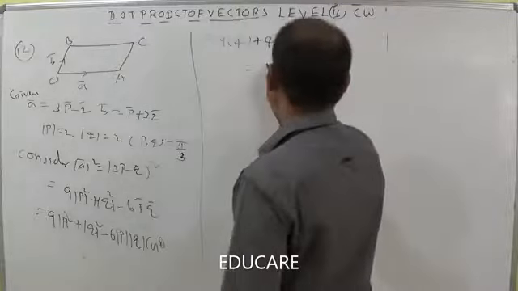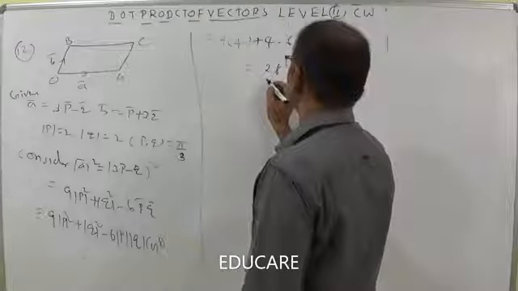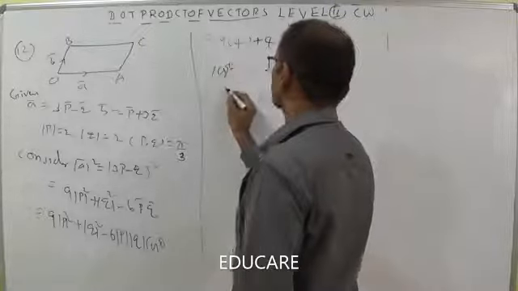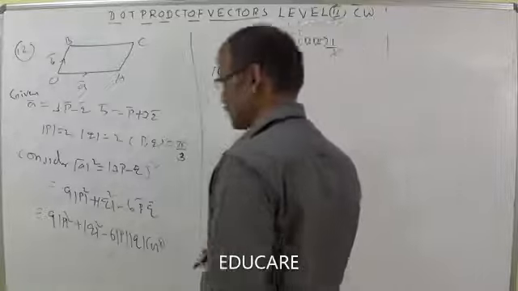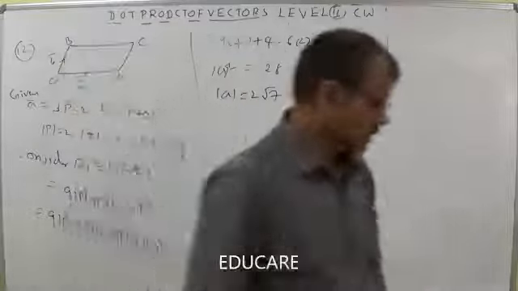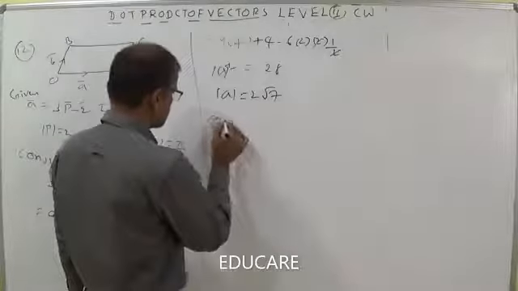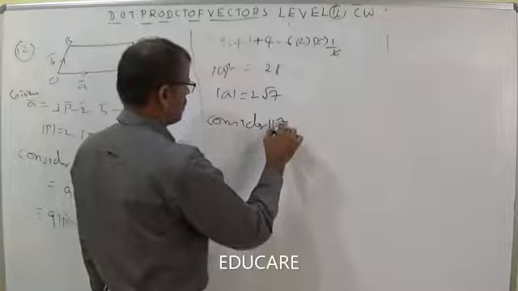40 minus 12, 28. Now mod A square you write here. Mod A square we got 28. Mod A you write here 2 root 7. Next, consider mod B square. Now we should calculate the ratio between A bar and B bar.